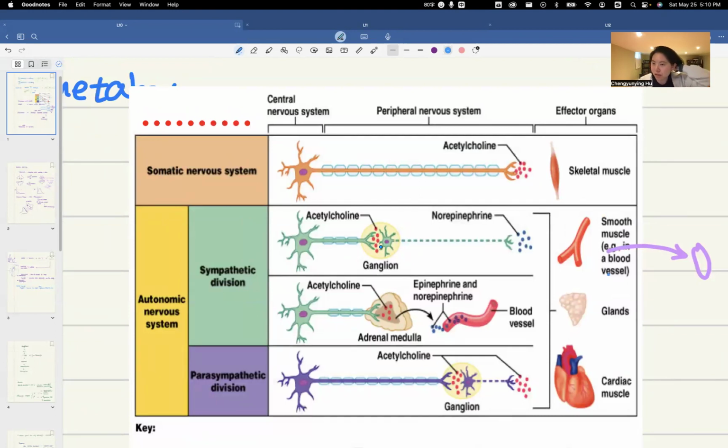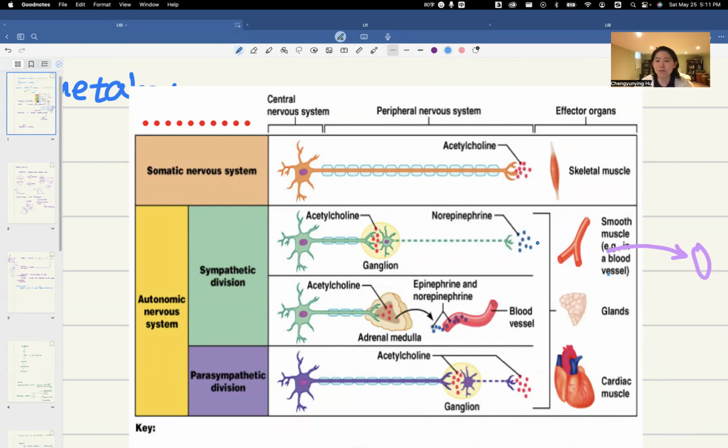So the answer is nicotinic, because between neurons, we always want the communication to pass on. So we want it always to be excitatory. And then this neuron is releasing norepinephrine. What type of neuron do you think this is? So it's adrenergic neuron because it's releasing norepinephrine.